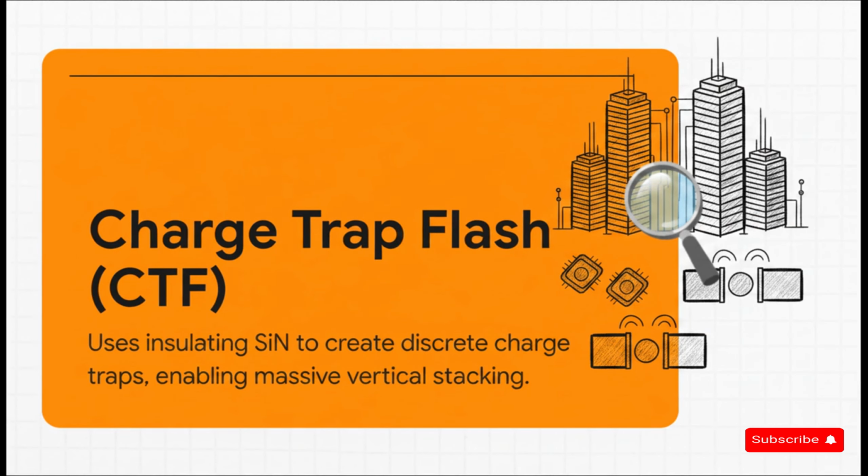But here is the secret. Absolutely none of that crazy skyscraper construction would be possible without a fundamental shift in how we actually store the charge itself. Legacy memory used something called a floating gate, but when they tried scaling that below 20 nanometers, the charge just started leaking between the adjacent gates.